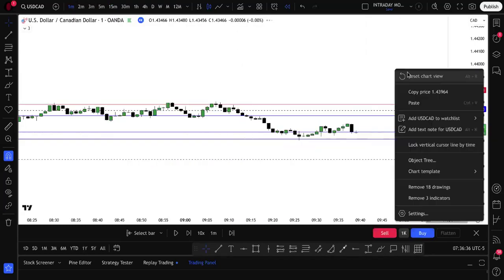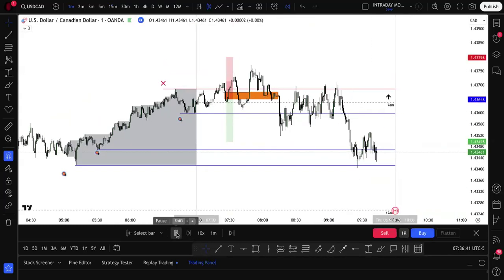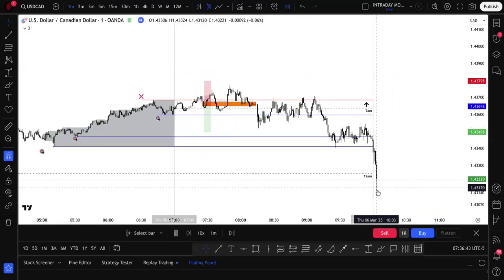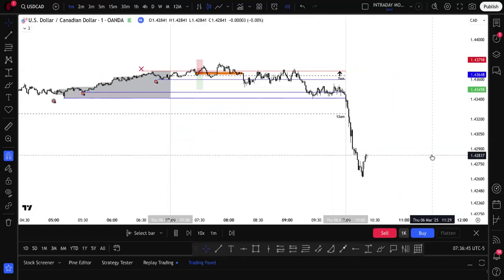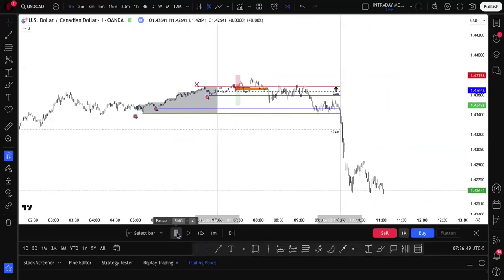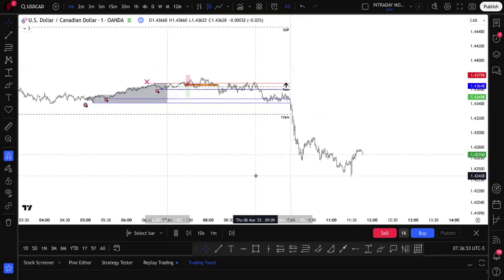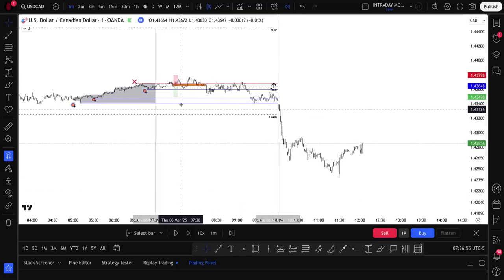I'm going to show you guys here too. That New York model, man, that was a crazy setup. Right into the news, and this thing continues to drop. We were only looking for 15 pips, hypothetically. And this thing just kept dropping and dropping. That's all. We were only looking for 15 pips.